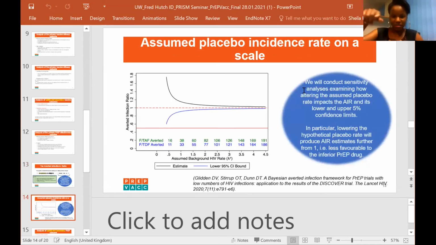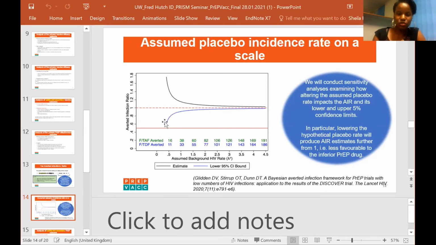So I picked this graphic from some of the Discover trial analysis, just to inform this discussion. As part of the PrEPVacc trial, we'll conduct robust sensitivity analysis, examining how altering the assumed placebo incidence rate impacts this averted infections ratio and its confidence limits. In particular, we know that lowering the hypothetical incidence rate will produce averted infections ratios further and further away from 1.